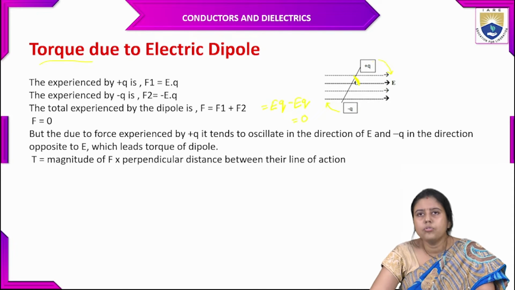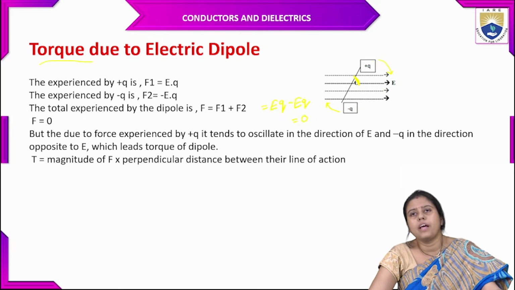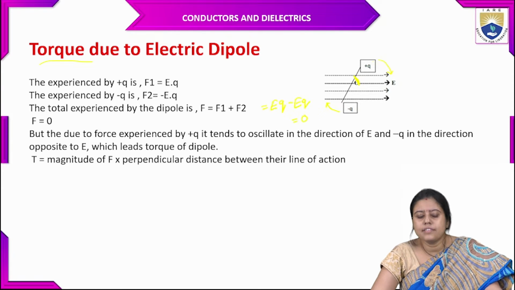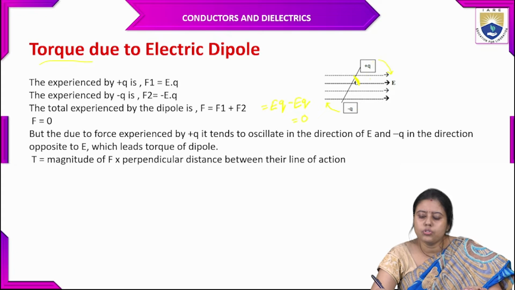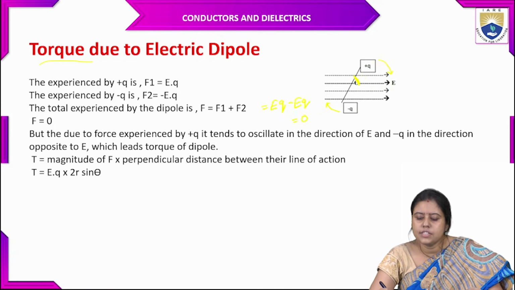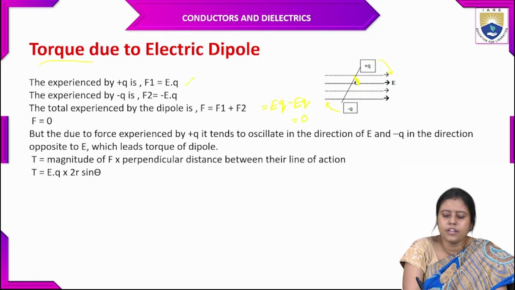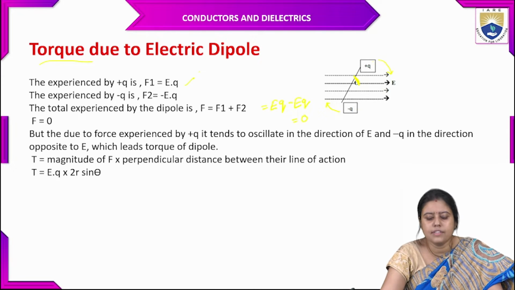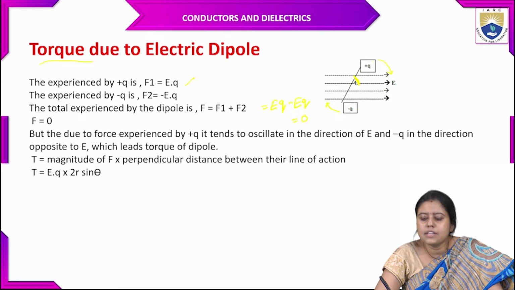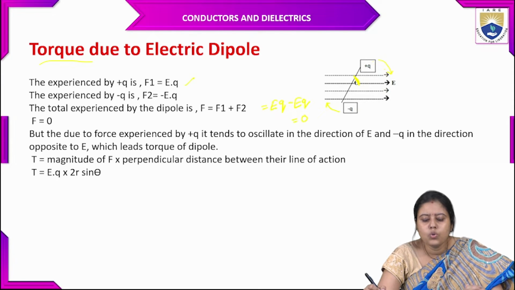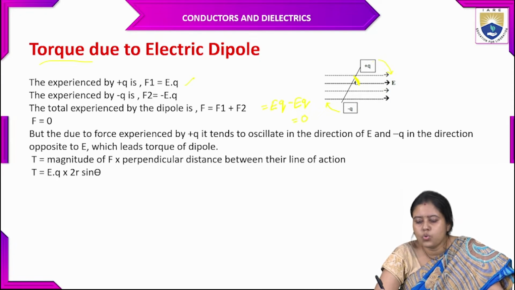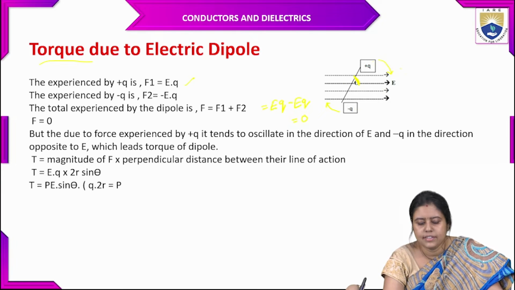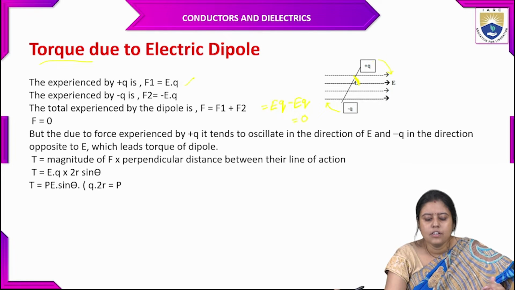So if T is the magnitude of the torque, what is the value of the torque? The magnitude of the force into the perpendicular distance from their line of action. So what is the force value? E into Q. Magnitude wise both are the same and it is EQ. If the distance is R, so it is 2R sin theta.